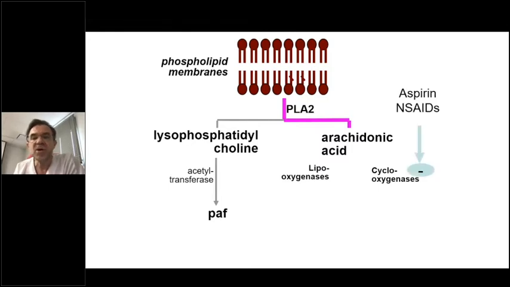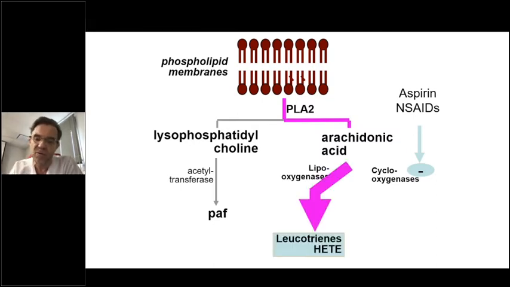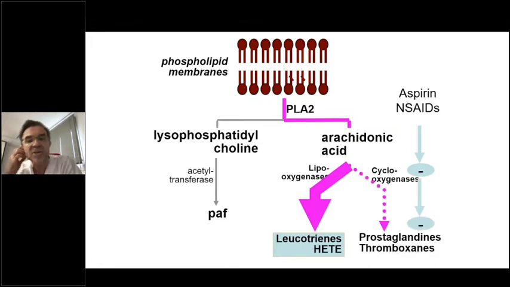As you know, non-steroidal anti-inflammatory drugs, including aspirin, actually inhibit cyclooxygenase, pushing the whole metabolism towards leukotriene and HETE formation and decreasing prostaglandin and thromboxane formation. This is particularly the case for aspirin that acts on both cyclooxygenase type 1 and 2 with a major reduction of prostaglandin E2.